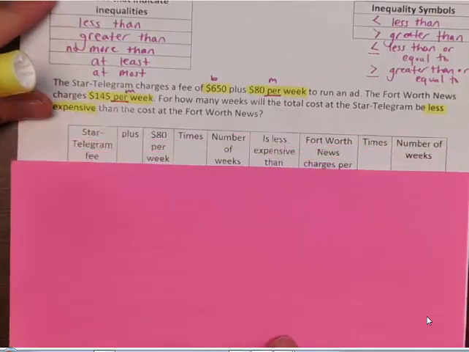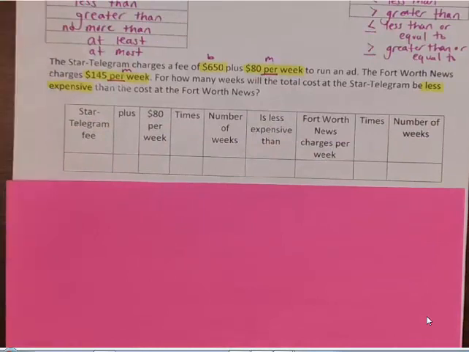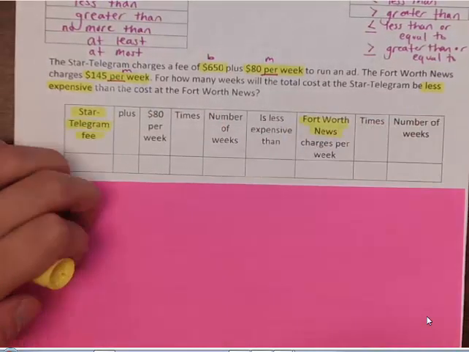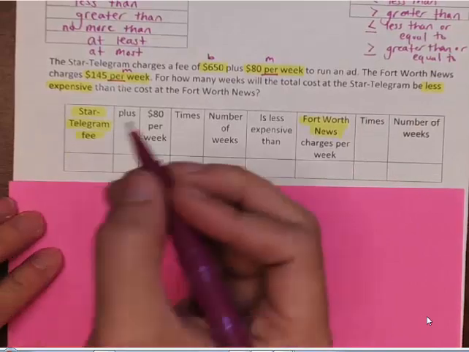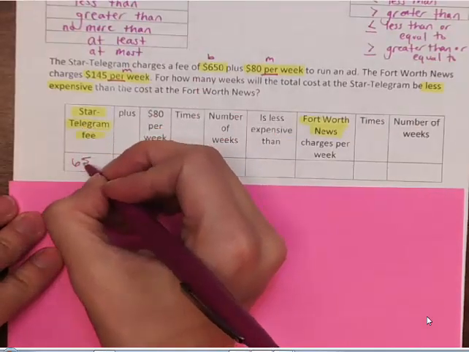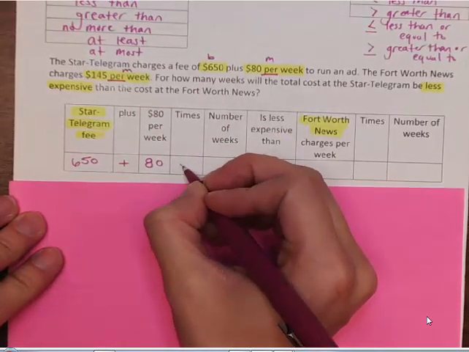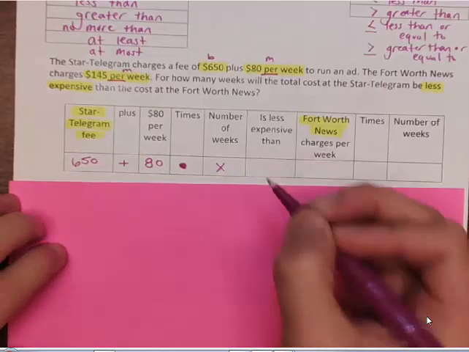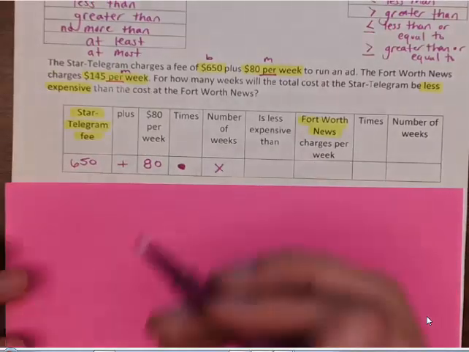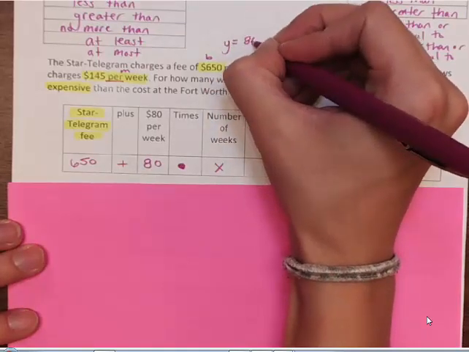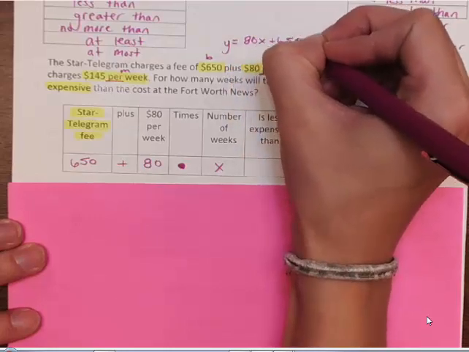So this is how we're going to set it up. We want to compare and figure out how many weeks the STAR Telegram will be less expensive than the Fort Worth News. So we have the STAR Telegram on one side, and we also have the Fort Worth News on the other side. So the STAR Telegram fee, first of all, was $650. That's our initial fee, plus the $80 per week. So I'm going to do $80 times x for weeks. That's my equation. Okay, if I wrote this out, this is going to represent STAR Telegram: y is equal to 80x plus 650. Okay, that's the same exact thing we did here.